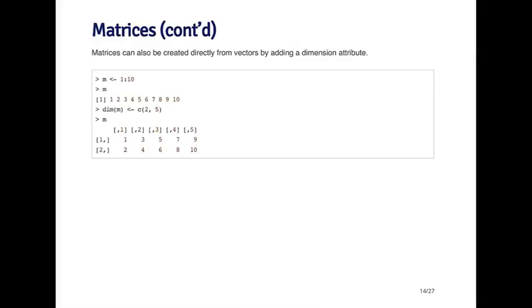You can also create a matrix by adding the dimension attribute to a vector. So for example, I can create a vector that's the sequence 1 to 10, and then add the dimension attribute to it. Here I'm using the dim function, but I'm assigning a value to the dim attribute of M. I'm assigning the vector 2, 5. So what I'm saying is I want to take this vector and transform it into a matrix that has 2 rows and 5 columns. Now after I've done that, I've got a matrix M which has 2 rows and 5 columns, and it's filled in column-wise.